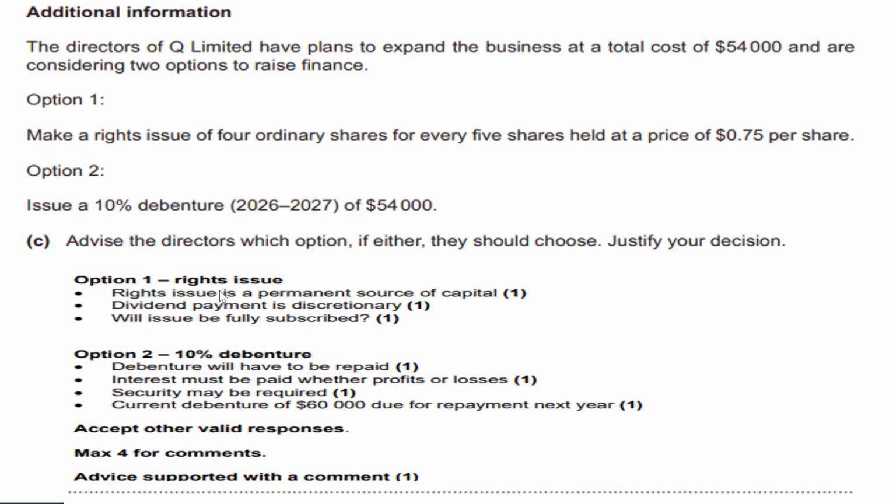So what do you think? If you take another debenture, you will have to pay the interest and also repay it. So what is your advice? To take the rights issue. So you advise the directors of Q Limited that they should do the rights issue because it is a permanent source of capital. However, if they do not have a cash flow problem, they can also choose to issue debentures. With this, we complete question number 2 of October-November 2023 paper 21.